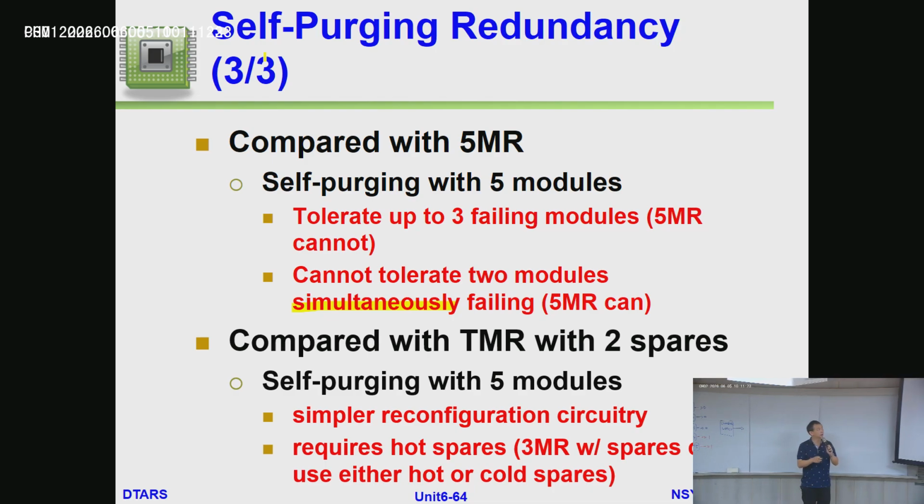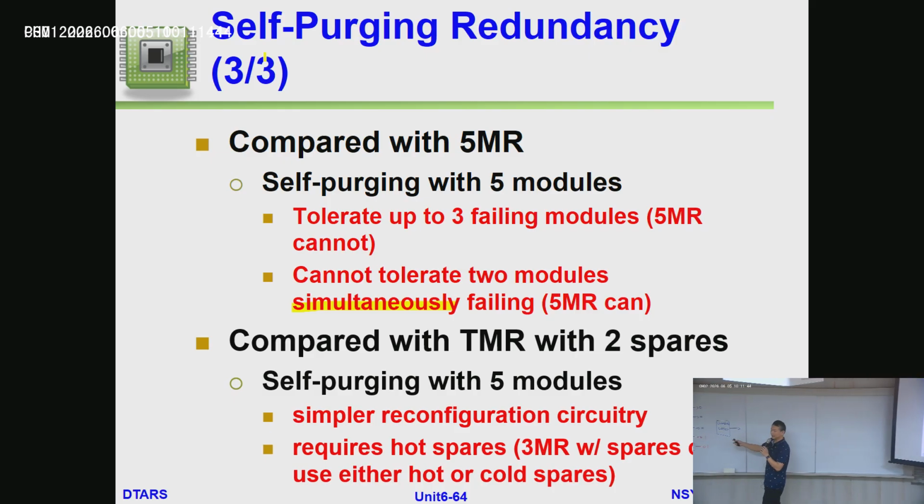For the self-purging redundancy method we discussed last week, I would like to thank two students who asked some questions so that I can clarify this more clearly. For these methods, there is one limitation. They cannot tolerate two modules simultaneously failing.